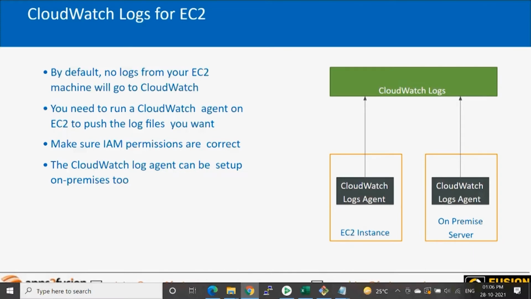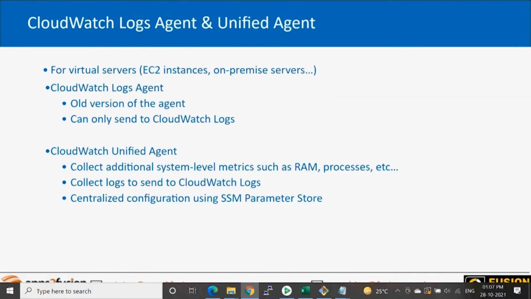CloudWatch logs agents and unified agents. So there are two kinds of agents. One is the CloudWatch logs agent, that is the old version of the agent. It can send only the CloudWatch logs. If you are using the newer version, that is the CloudWatch unified agent, it will collect additional system level metrics such as RAM, processors, etc. It collects logs to send to CloudWatch logs as well, same as the previous version. Additionally, it will centralize the configuration using SSM Parameter Store. So again, in the unified agent, you can collect CPU, disk, RAM, netstat, process, swap space, everything you can collect.